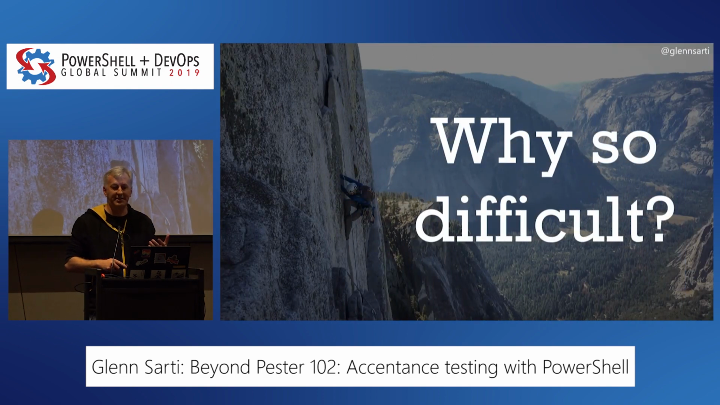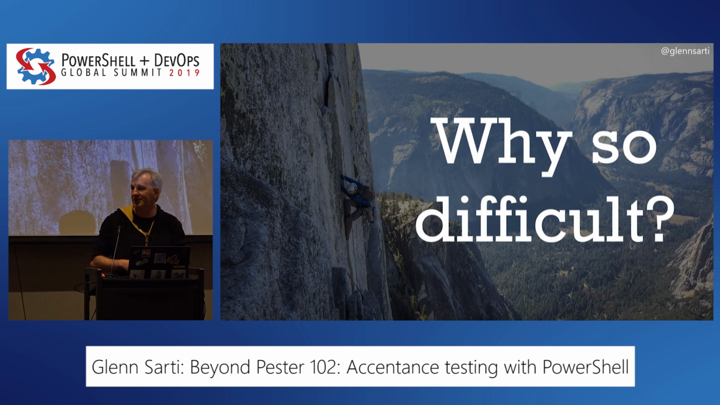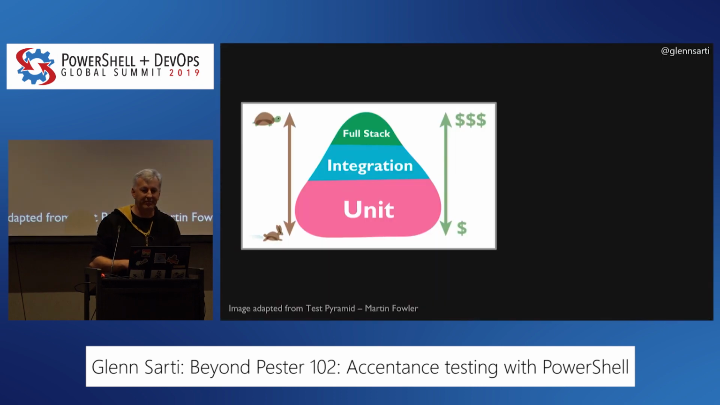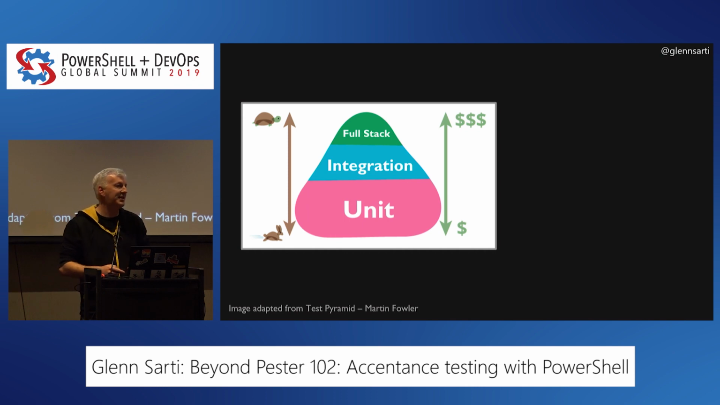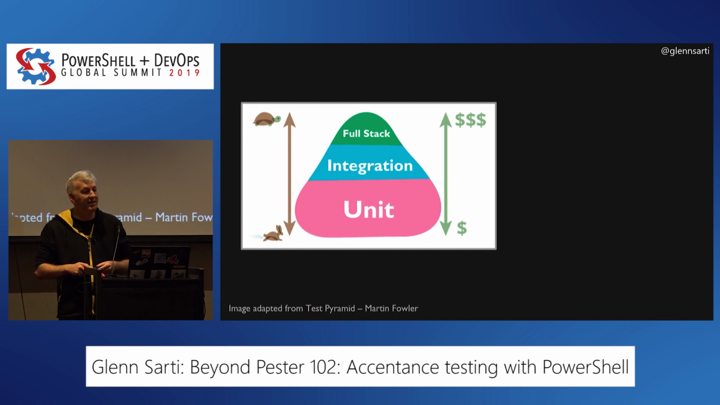So we know why we're testing, but why are acceptance tests so difficult? Why are they such a huge mountain to climb? If you remember our testing pyramid from earlier, this is an image I adapted from Martin Fowler. The hare and the tortoise on the left show speed, and of course the dollar signs on the right are showing cost.